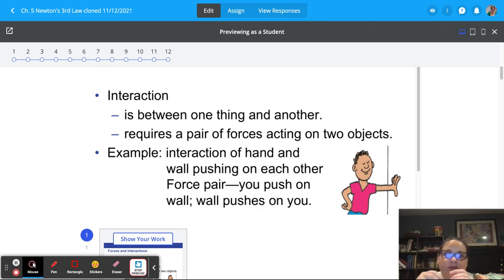So the man pushes on the wall, and the wall pushes on the man. Two objects, the man and the wall, and two forces: the man pushing the wall, and then the opposite force, the wall pushing the man. Equal and opposite forces. All forces have a pair force, but they act on two different objects.